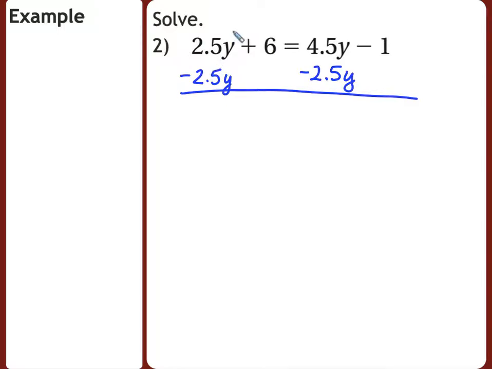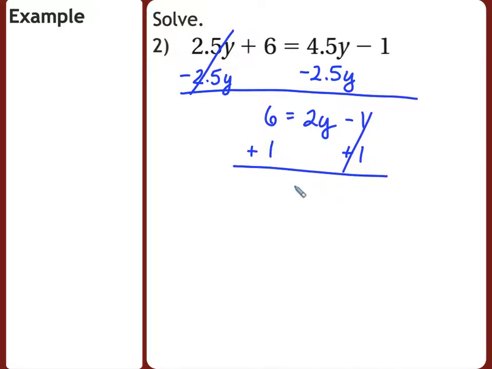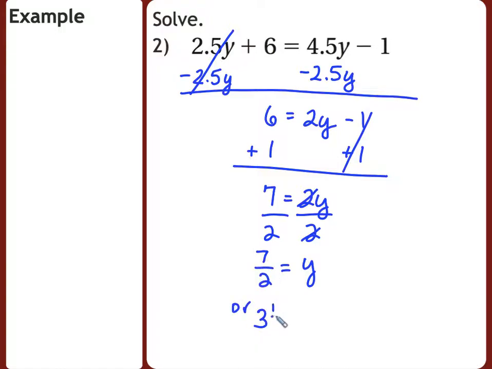And a 2.5 and negative 2.5 goes to 0. On the left I have 6 is equal to a positive 4.5 and negative 2.5y leaves me with 2y minus 1. Now I have a simple two-step equation, so I'm going to add 1 to both sides. On the left I have 7 equals 2y on the right. Now I go ahead and divide both sides by 2 to isolate that y, and y is equal to 7 halves, or you can write that as 3.5.